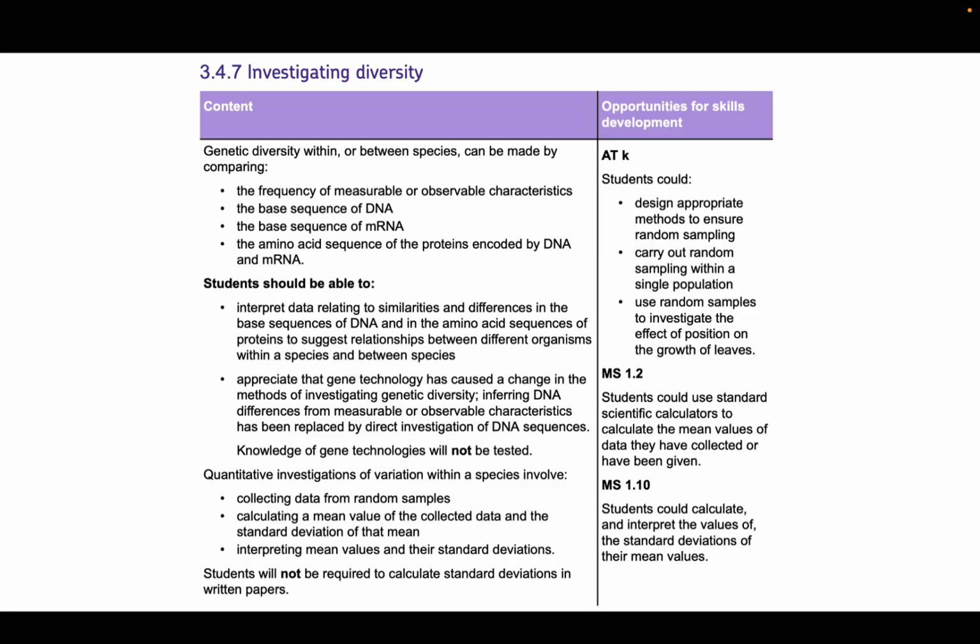technology has caused a change in the methods of investigating genetic diversity. Inferring DNA differences from measurable or observable characteristics has been replaced by direct investigation of DNA sequences, and quantitative investigations of variation involves collecting data from random samples, calculating a mean value from the data and the standard deviation, and interpreting mean values and their standard deviations.